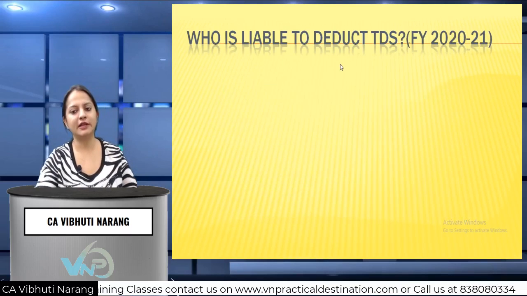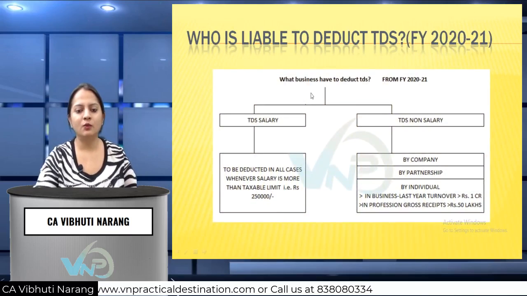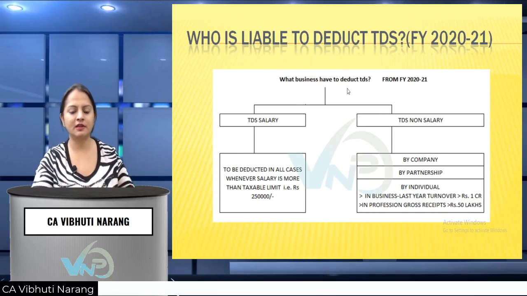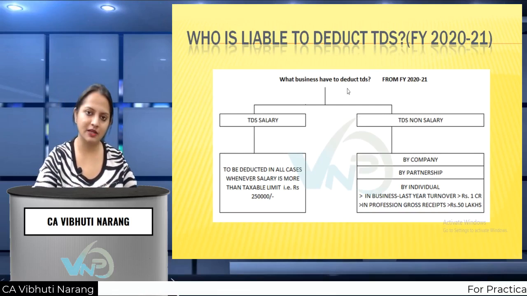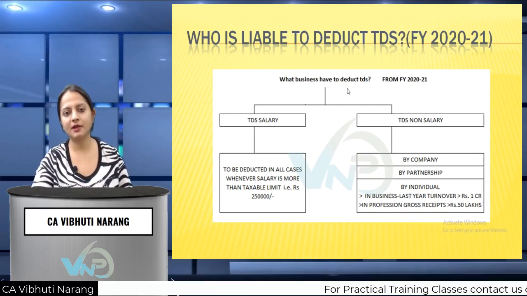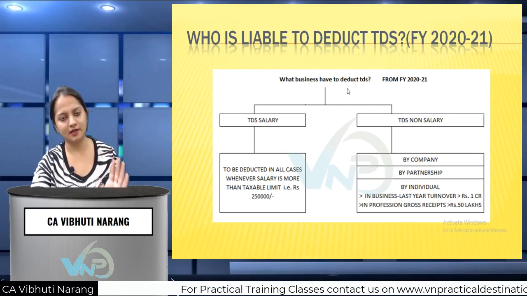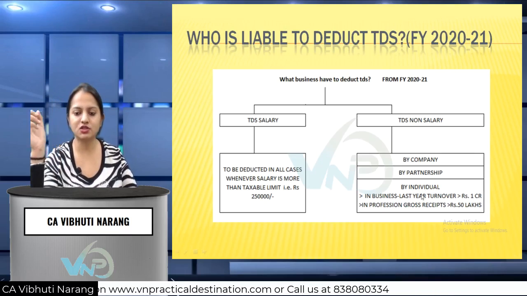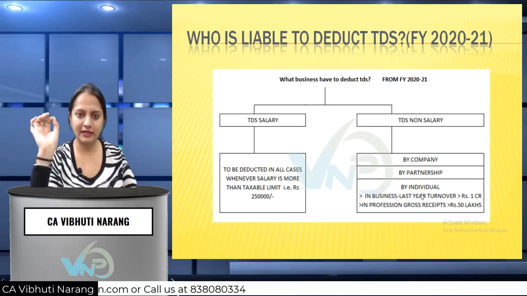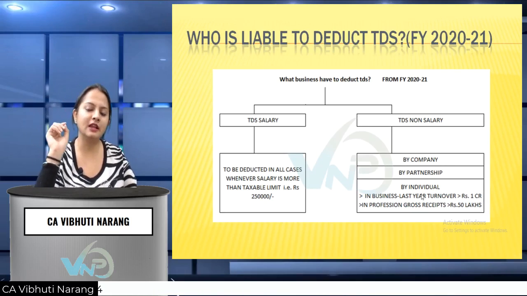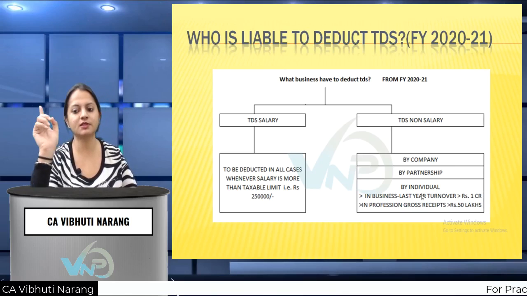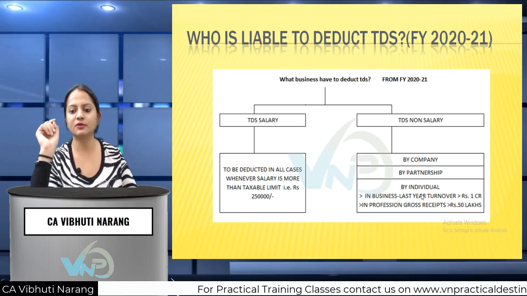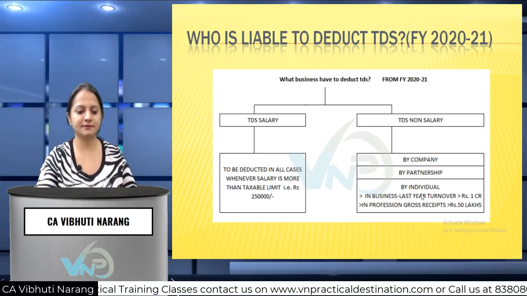But if I talk about financial year 2021, who has to deduct TDS? Under TDS on salary, it is the same as it is. If your income crosses the taxable limit of 2,50,000, then you are liable to deduct TDS. If I talk about the non-salary sections, then company and partnership are the same. The change has come only in the area of individual deduction. So an individual will be liable to deduct TDS from this financial year onwards if the last year turnover in case of business was more than rupees 1 crore, and in case of professionals the gross receipts were more than 50 lakh rupees.